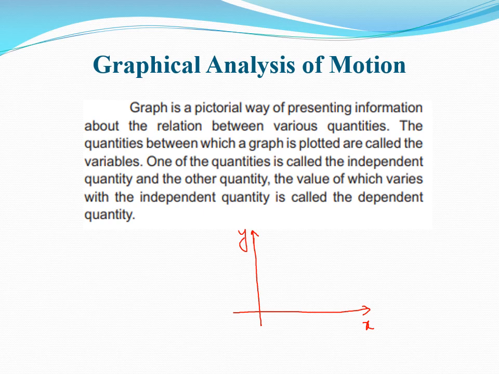Independent quantities are taken along x-axis by some equal marks, and dependent quantity is taken along y-axis by some equal divisions like this. So this is the general overview of drawing a graph. As far as our present discussion is concerned, we always take time along x-axis and the quantities like distance or velocity along y-axis.